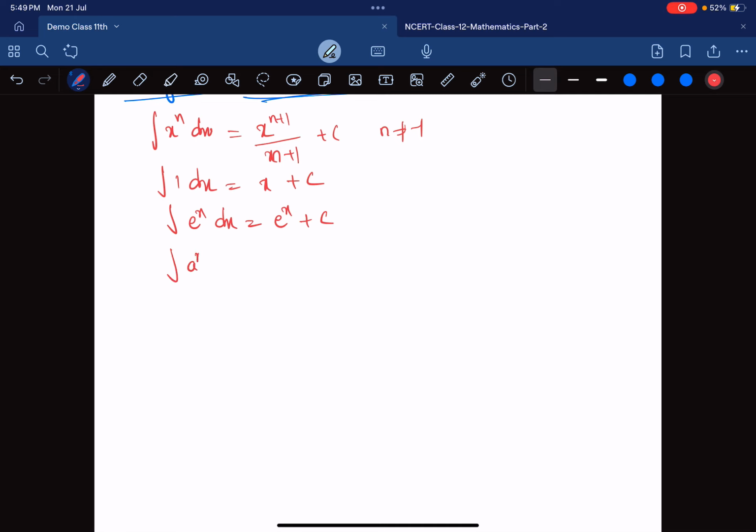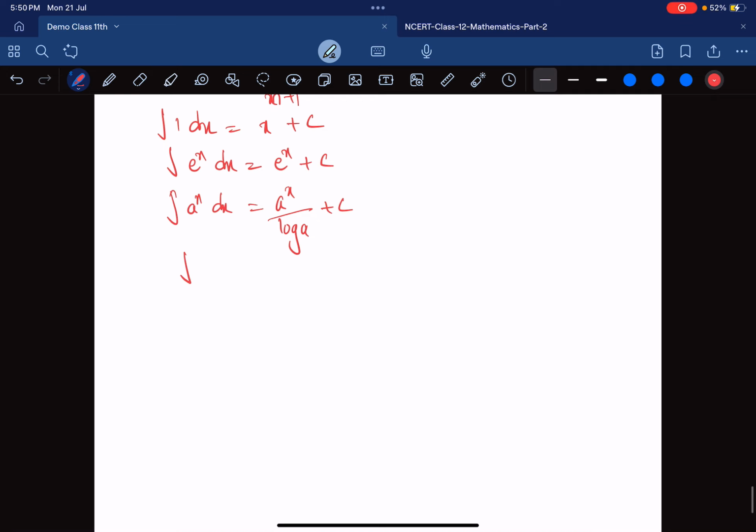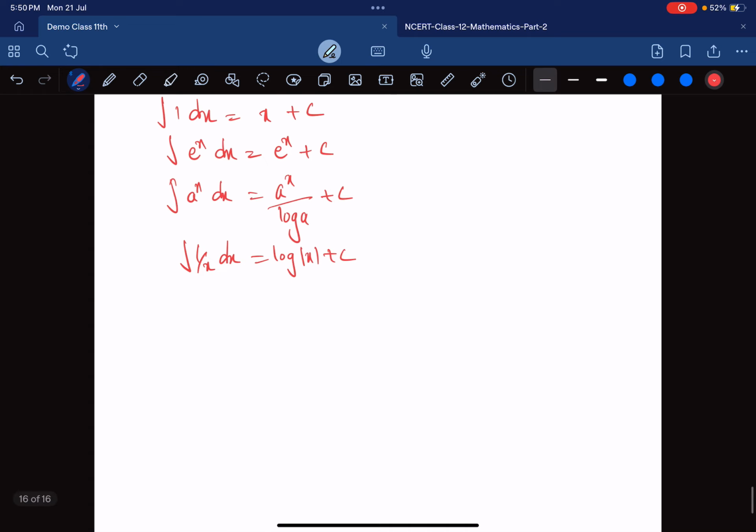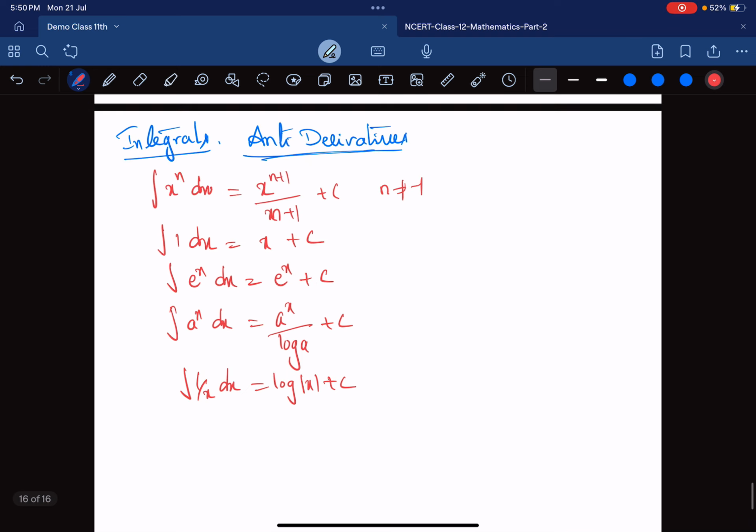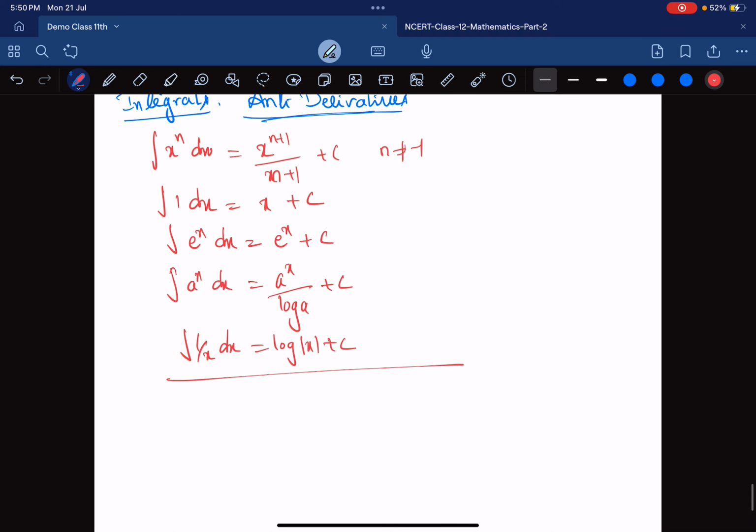Integration of a power x dx is a power x by log a plus c. Integration of 1 by x dx is log mod x plus c. So this is part 1.